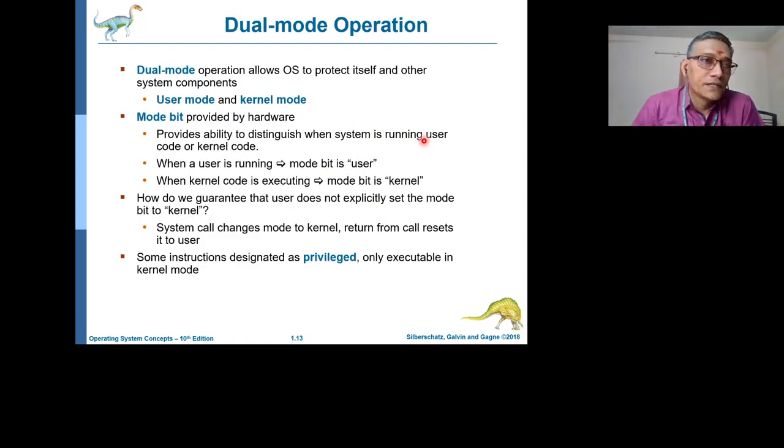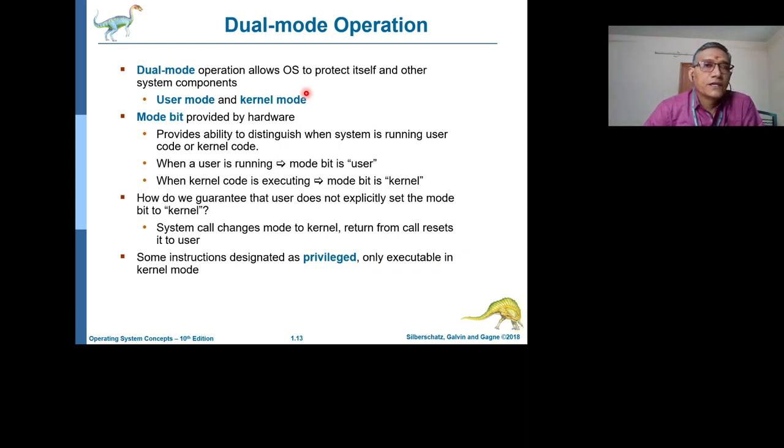Dual mode operation. What is the need for dual mode operation? The operating system itself needs to protect itself from malfunctioning of user programs. So dual mode operation allows the operating system to protect itself and other system components. There are generally two modes of operation: one is called user mode and the other is called kernel mode.